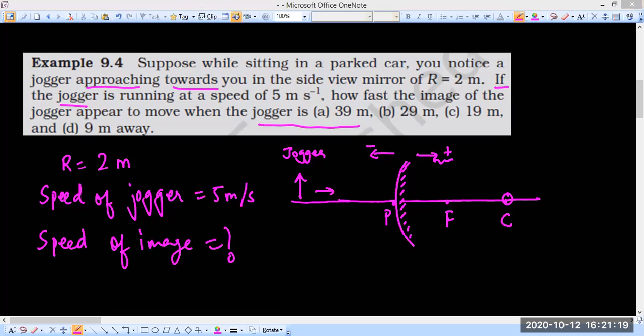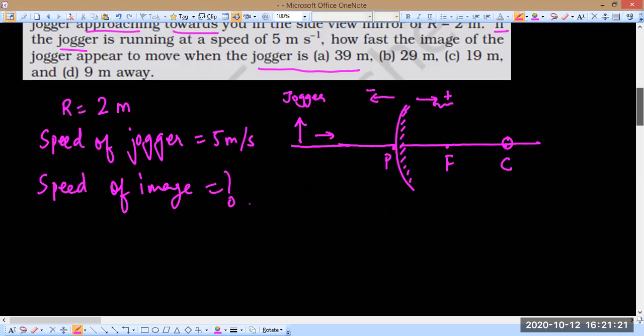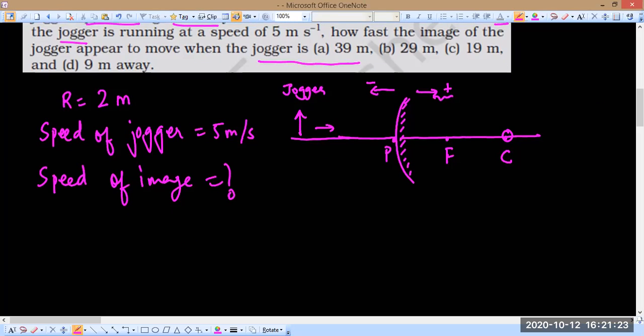Now, let me tell you how this solution has been executed in the book, and it is not right. Let me tell you that as well.